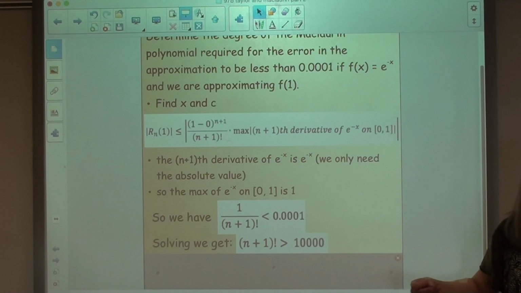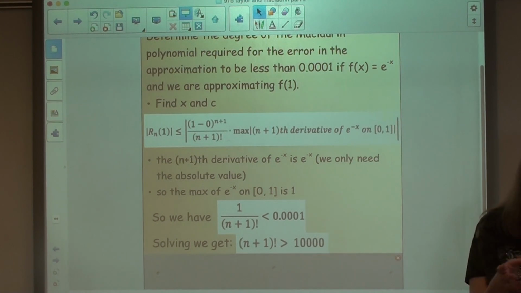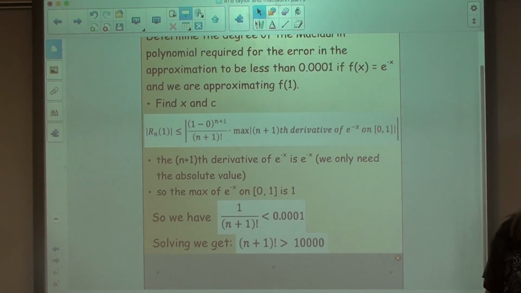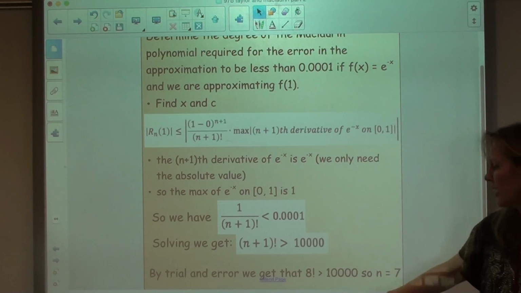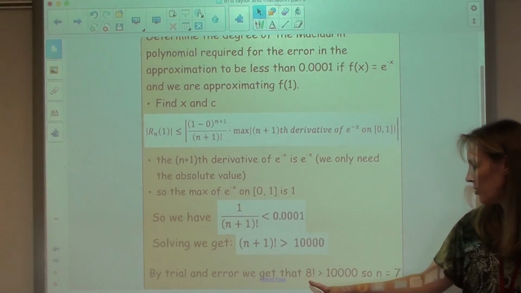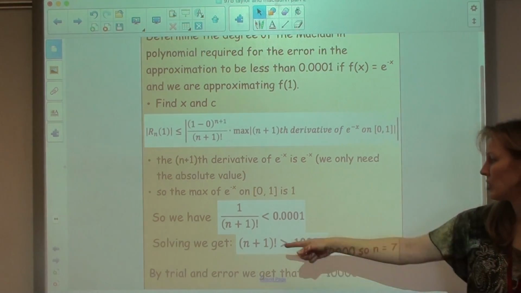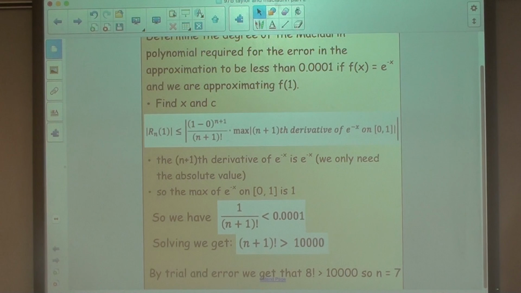And then I just did it by guess and check, right? You could sit there in your calculator, put n plus 1 factorial or x plus 1 factorial into your y equals and just look and see once you hit a value that's bigger than 10,000. But I just did it with guess and check. So 8 factorial is greater than 10,000, which means our n has to be 7.